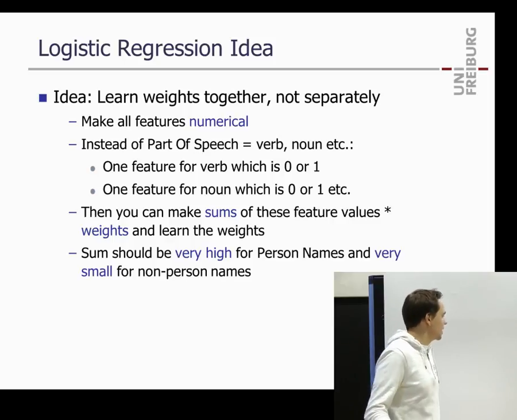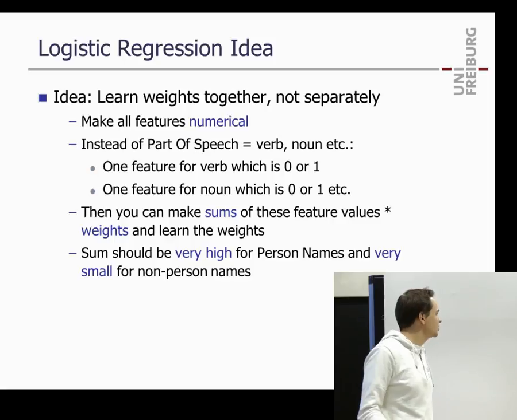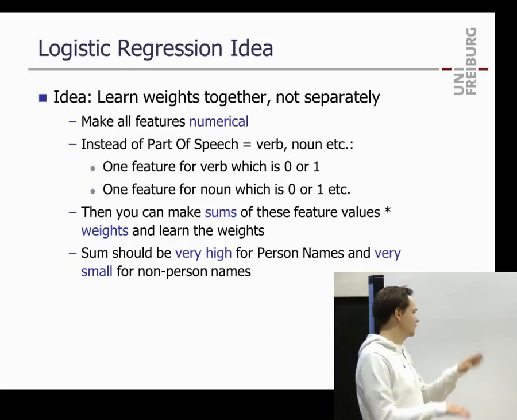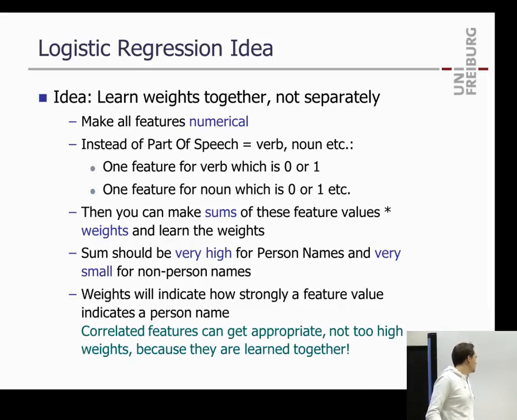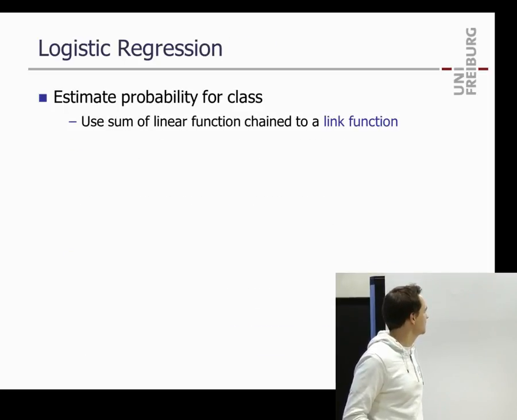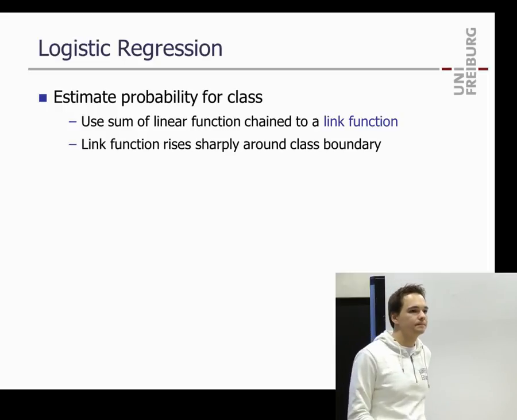And now the sum should be very high, that's the idea of logistic regression. It should be very high for person names, and it should be very small for non-person names, so that you can differentiate between them. Yeah, and the weights will indicate how strongly a feature value indicates a person name. And because you learn them together, these correlated features will not harm your classification as much. Yes. Now I'll just show you some sketch.